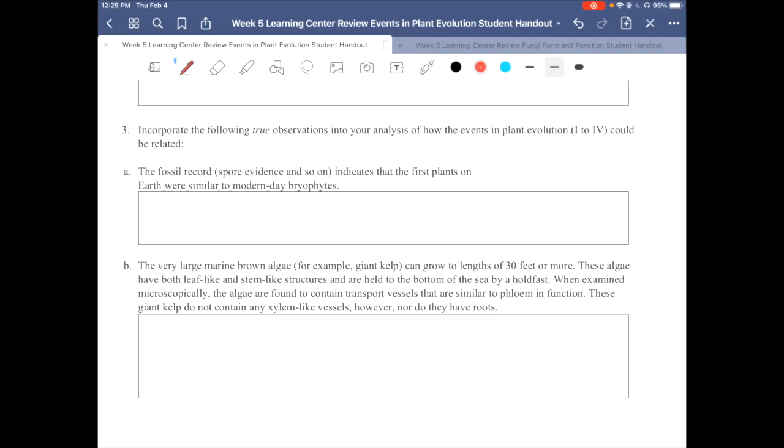So this observation indicates to us that the first plants were likely to be gametophyte generation dominant and have no vascular tissue, because bryophytes have a gametophyte dominant generation and they have no vascular tissue. So if early fossil records are similar to that, we can assume that they have the same type of mechanism.